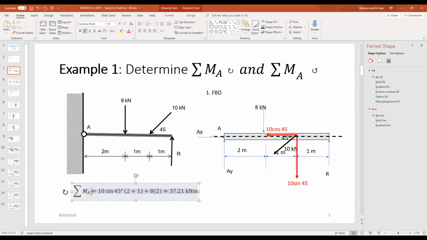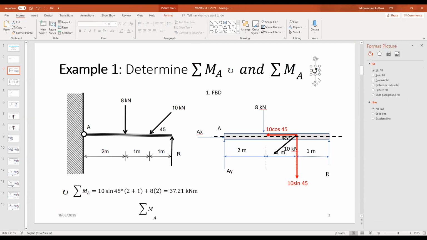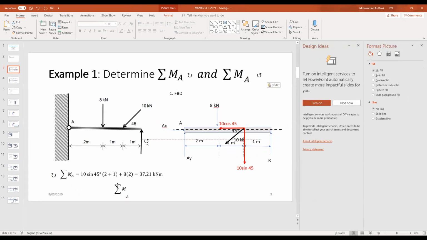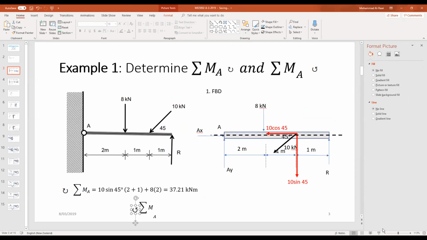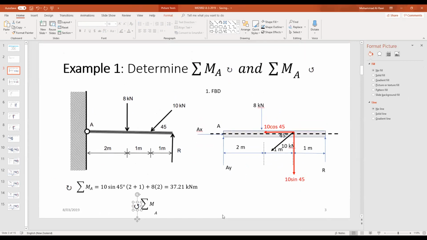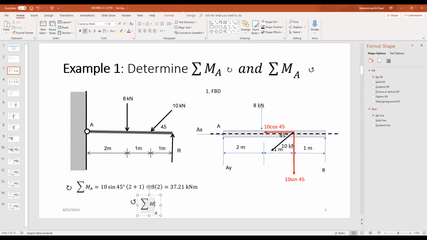Now, the other part of the question wants us to find the moment in the opposite direction, which is anticlockwise. So what I would do is copy my equation here, and I'll bring the sign. It's very important to bring the sign, because without it we will not understand what we are trying to do here. It's very important to show what we're trying to achieve to anyone. So we'll bring this here to make sure. All right.